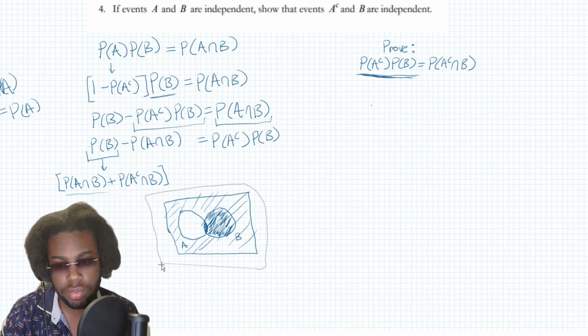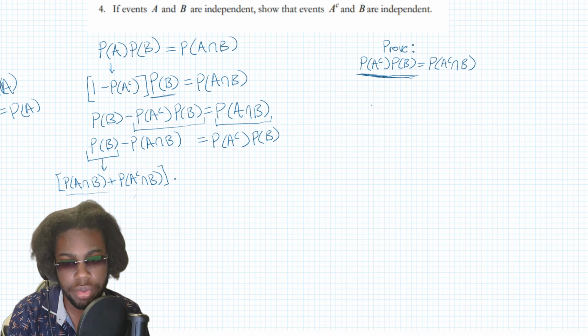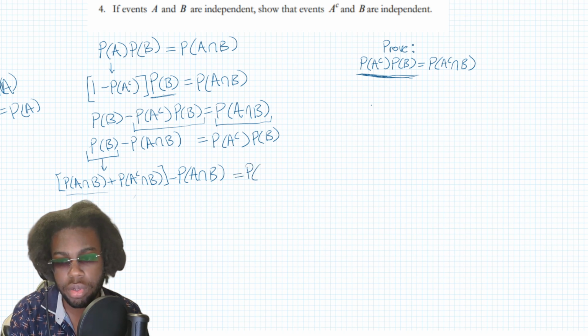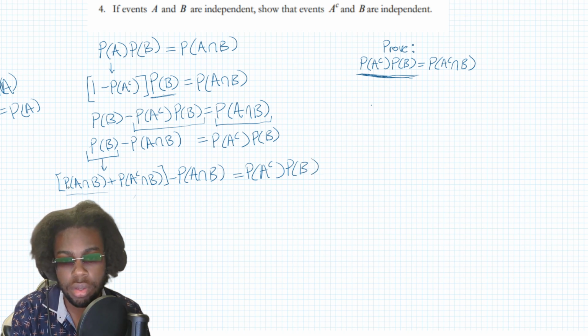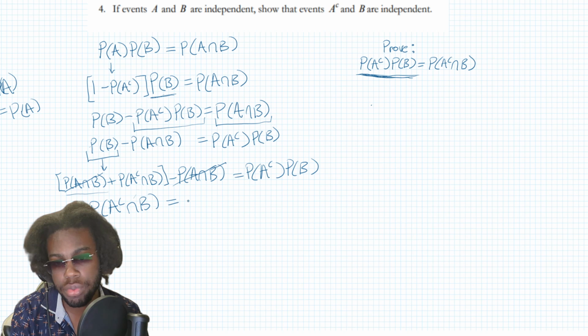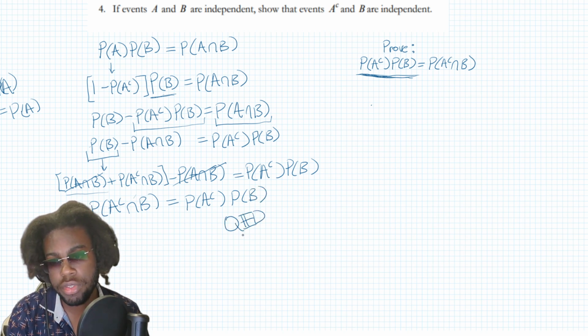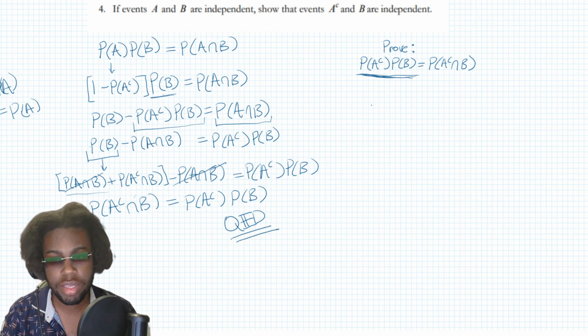So, remembering this proof, we can simply rewrite this with the minus probability of the intersection of A and B is equal to the probability of A complement times the probability of B. And of course, this here cancels with this here, as this is negative, which leaves us with the probability of A complement intersected with B being equal to the probability of A complement multiplied by the probability of B, which then proves that A complement and B are independent events for all A and B that are independent.